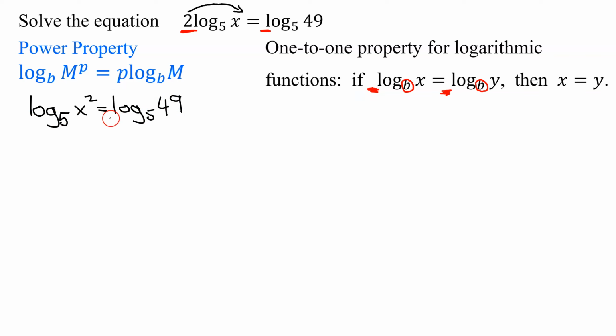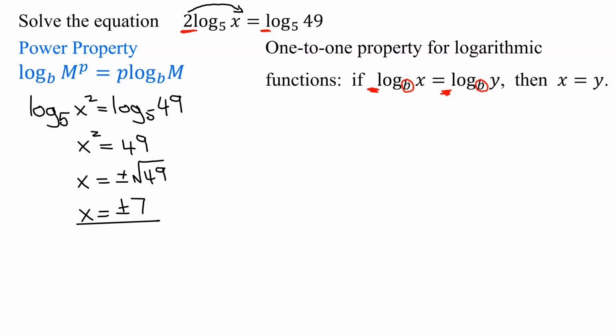The coefficient of each log term is now a 1, so I can use the one-to-one property. So since log to the base 5 of x squared equals log to the base 5 of 49, we know that x squared has to equal 49. So now I've gone from a logarithmic equation to a quadratic equation. This is a very simple one. I can solve it by taking square roots of both sides. So x equals, don't forget the plus or minus, the square root of 49. So x equals plus or minus 7.